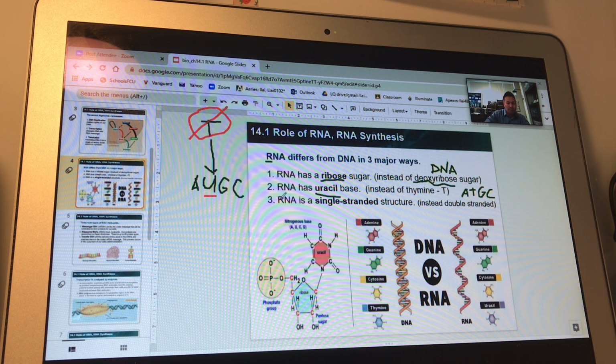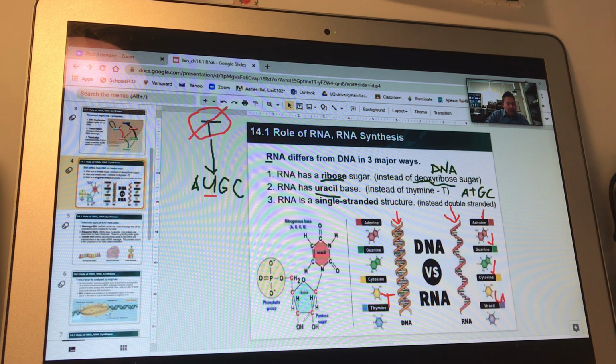Now, third thing. DNA is a double helix, right here. DNA is a double helix, and it contains adenine, guanine, cytosine, thymine. But RNA is only a single strand. It contains adenine, guanine, cytosine, no thymine. It contains U for uracil. And here, DNA has a T, replaced with a U.